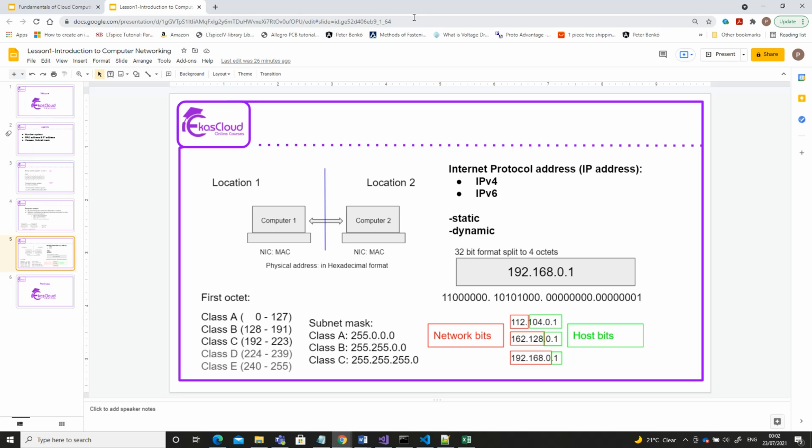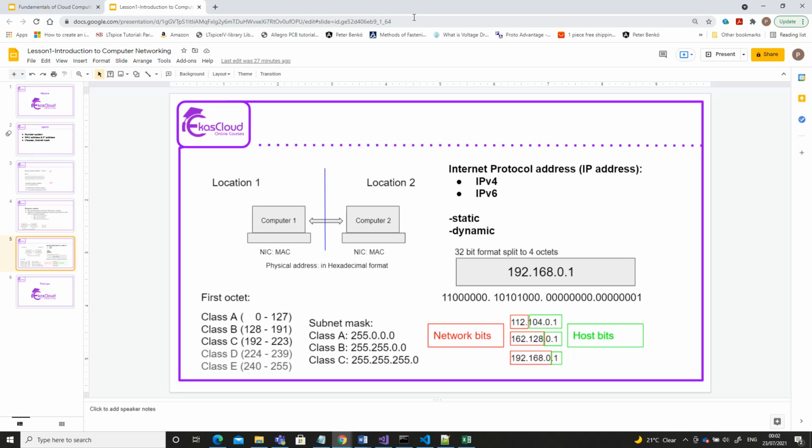Right now let's just deal with the basic format of the IP address, and later on in the other lessons we may explain what's the difference between version 4 and version 6. So basically these Internet Protocol addresses say where your computer is in the network structure, where exactly it is located.